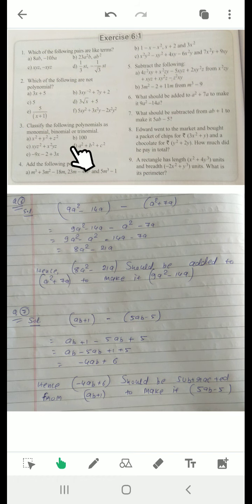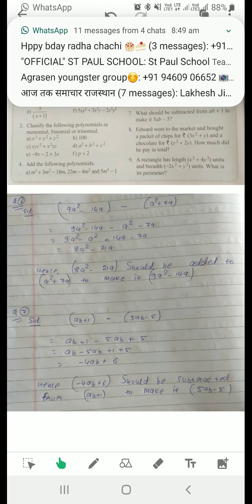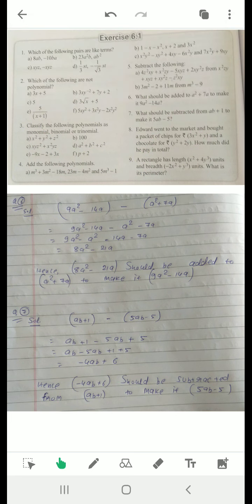Third, classify the following as monomial, binomial, trinomial. You have to do yourself. Fourth, add the following polynomials. You can do yourself. I already explained how to add, combine the like terms, and then you can add. You can use the column method also. Both the methods I have already explained. Then fifth question, subtract the following. That also you can use two methods, the horizontal method and column method.